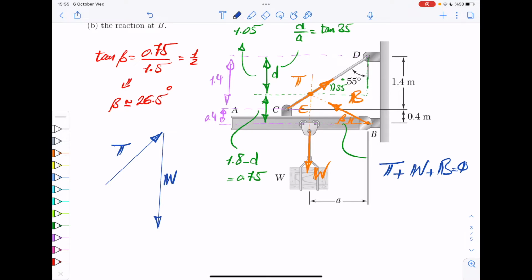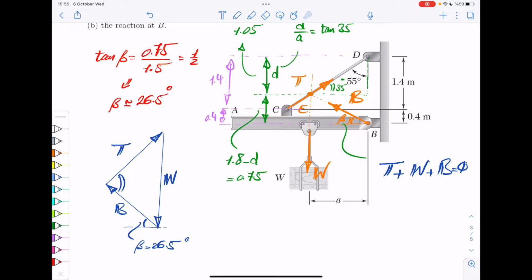And then my vector B has to look like this now. It came a little wrong. This angle doesn't have to be 90 degrees. In the drawing, it looks like 90 degrees, but it's not, obviously. So now you know exactly this angle, which is beta, and we just know it's 26.5.